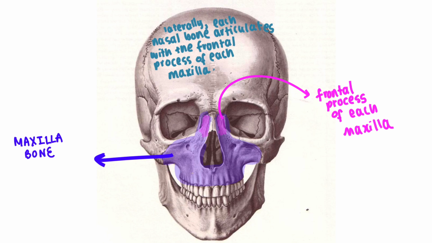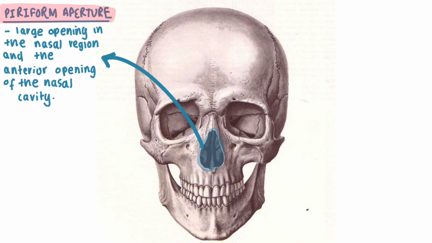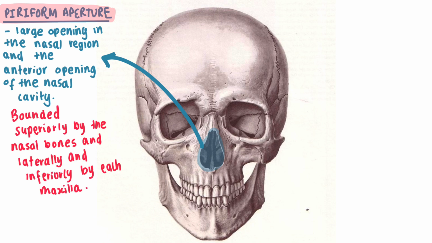Another key structure in this region is the piriform aperture, the large pear-shaped opening that forms the anterior entry to the nasal cavity. It's bordered superiorly by the nasal bones and laterally and inferiorly by the maxillae.